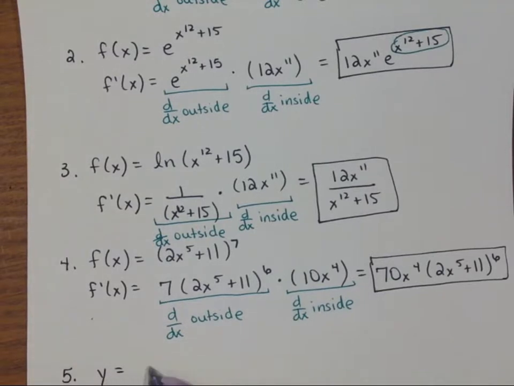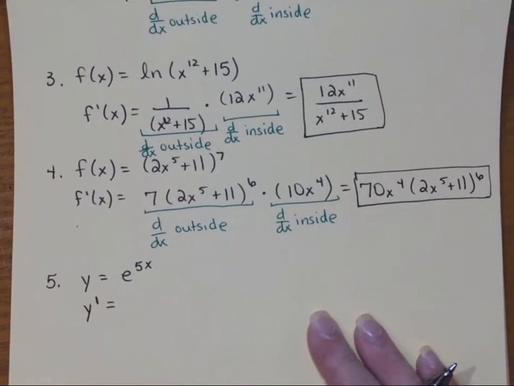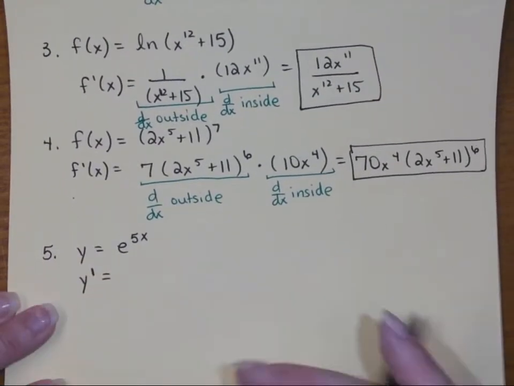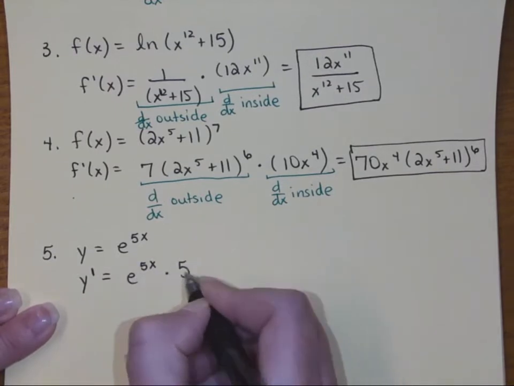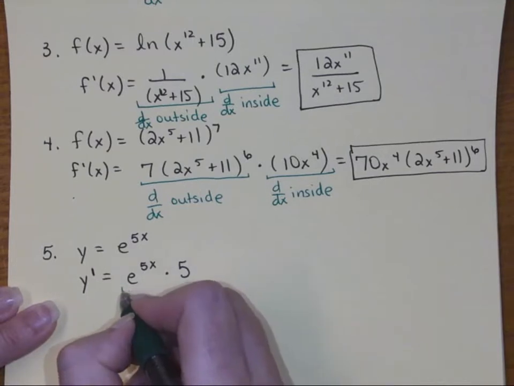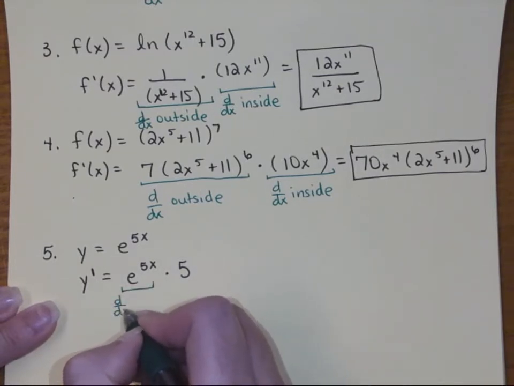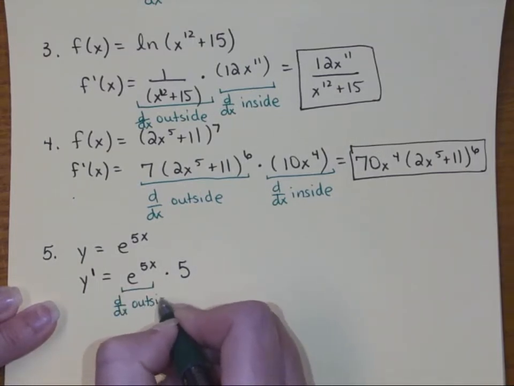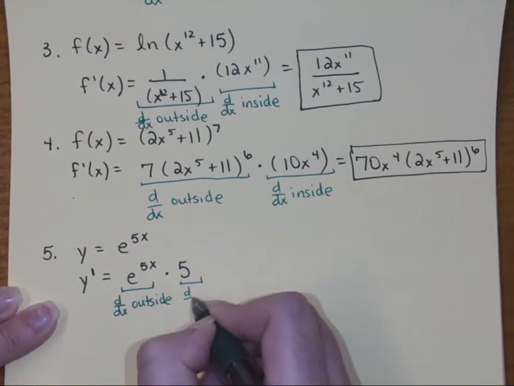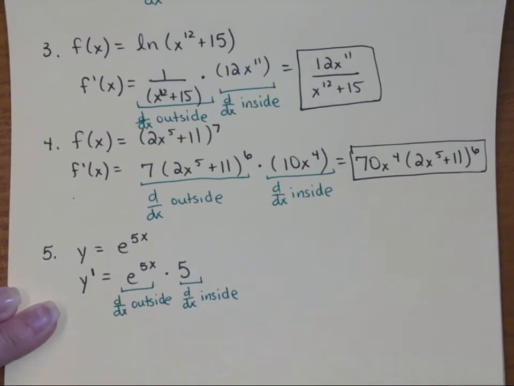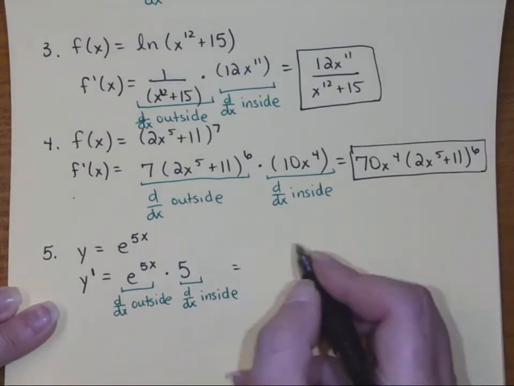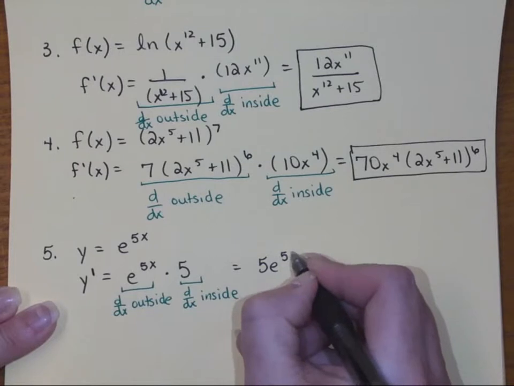Alright, what if we have y equals e to the 5x? Notice when I went to list the derivative, I would just say y prime. So the derivative of an e function is itself times the derivative of the inside, which is the exponent. So this is the derivative of the outside, and then times the derivative of the inside. So we would get 5 e to the 5x power.